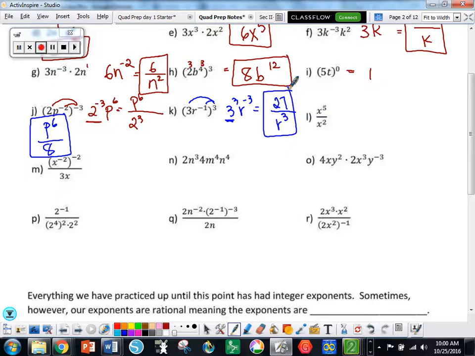Using the quotient rule, right? I don't really care what the name is, but what happens when you have some on top and some on bottom? You subtract them, yep.